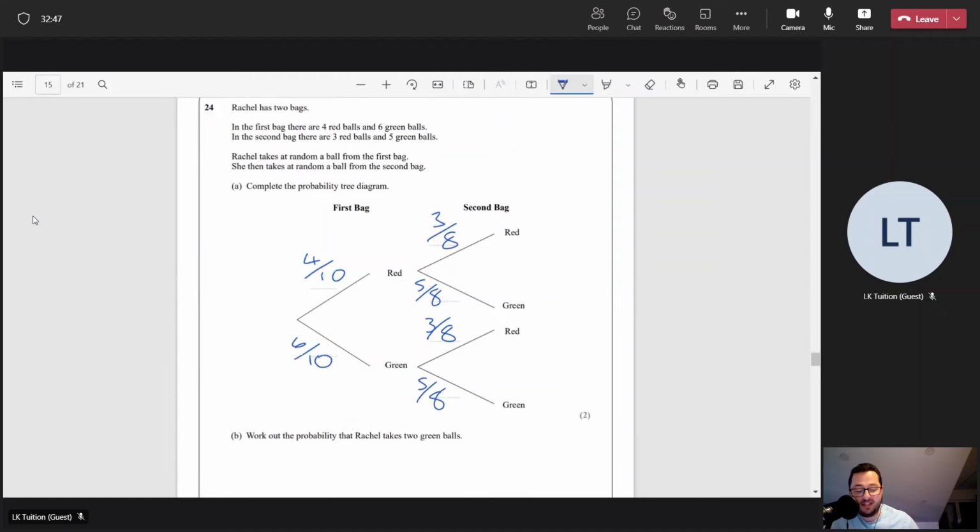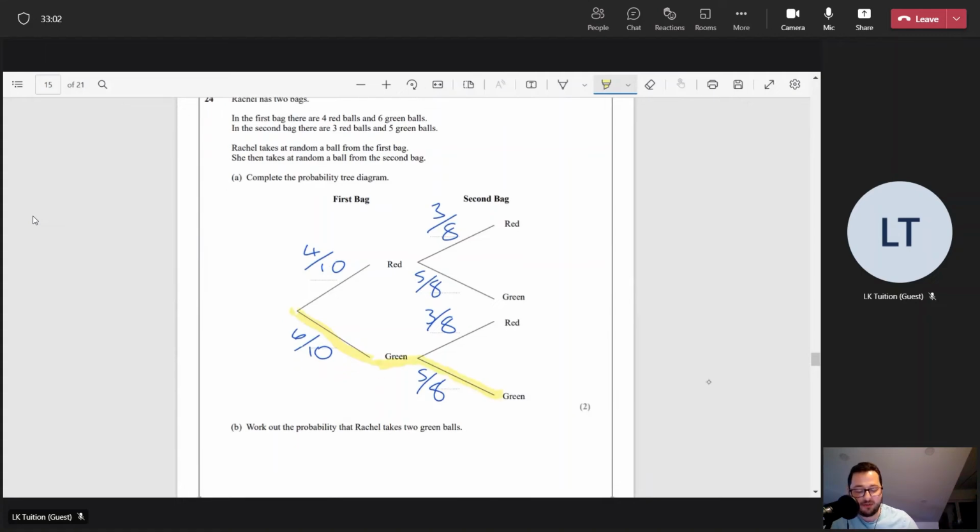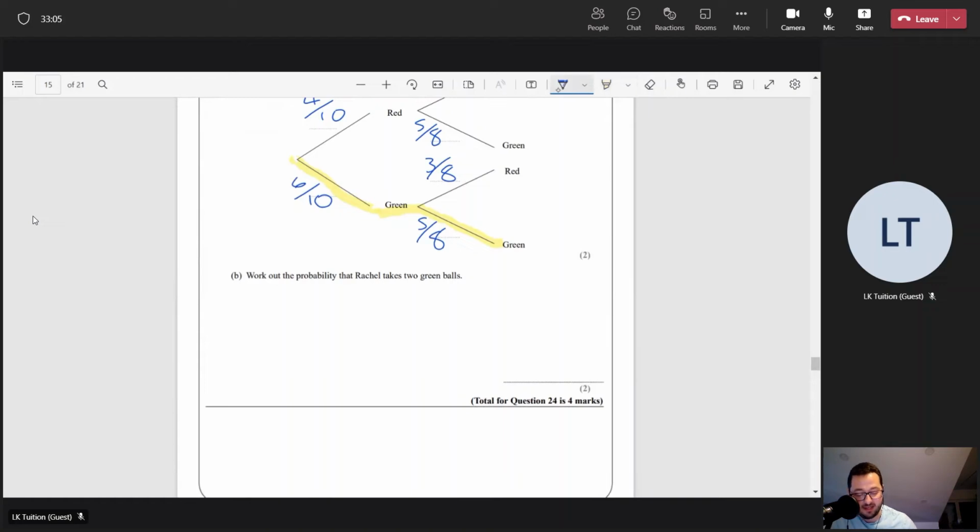And then we want to work out the probability that she takes 2 green balls. And the way we do that is we follow the tree for where it works. So 2 green balls, well, that's going to be green on the first one and green on the second. Okay, and if you want 2 things to happen at the same time, you times them together. So we want to do 6 over 10 times 5 over 8. Again, do that in your calculator, it'll simplify it for you. So 6 over 10 times 5 over 8, and that gives me 3 over 8 altogether. Okay.